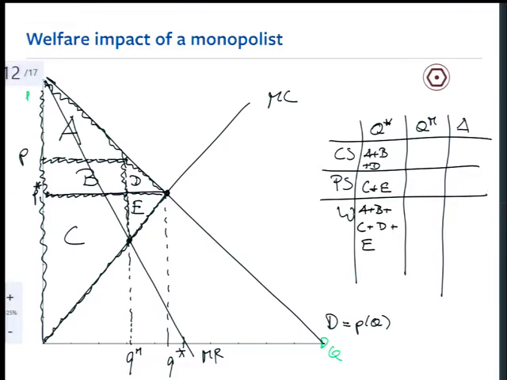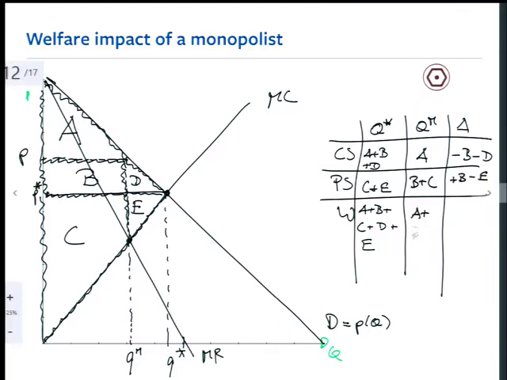Now at the monopolist output level, the relevant quantity is QM. The price is going to be PM up there. So consumer surplus is going to be the area between demand and price over the range of consumption here. So it's going to be A. So consumers lose B and D. The monopolist gets P dollars over QM units above marginal cost. So it's the distance between price and marginal cost over the range of consumption, B plus C. So the monopolist gains B, loses E.